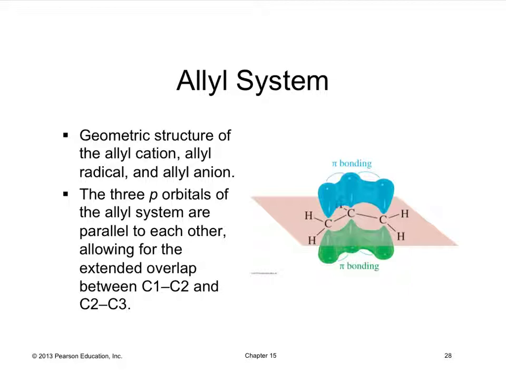Allyl system. The geometric structure of the allyl cation, allyl radical, and allyl anion are the same, right? It's showing this. There are 3 p orbitals of the allyl system. They're parallel to each other, allowing for extended overlap between C1 and C2, and C2 and C3.